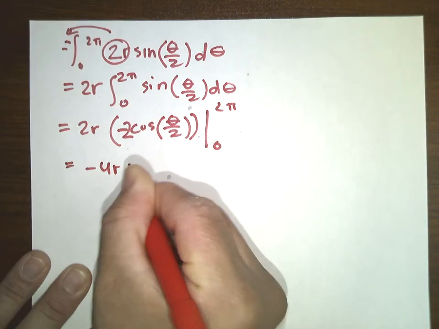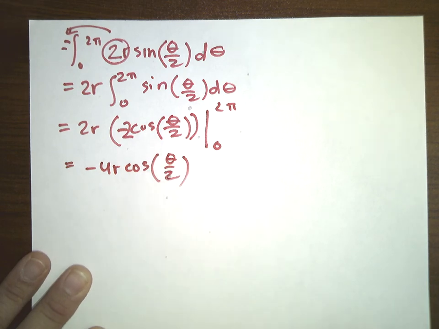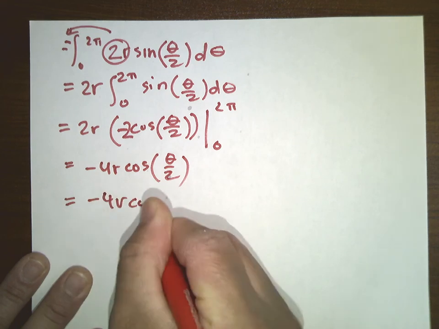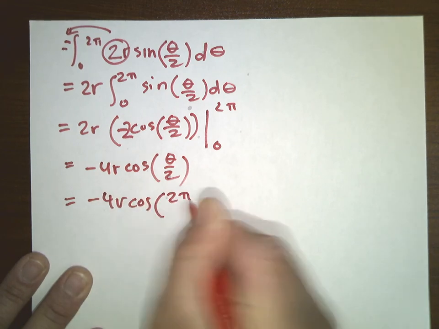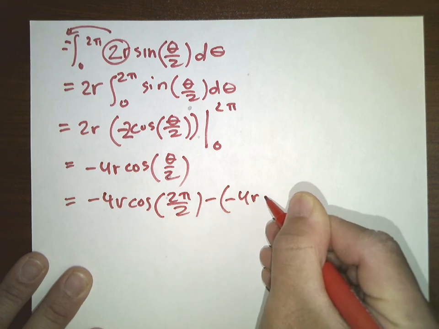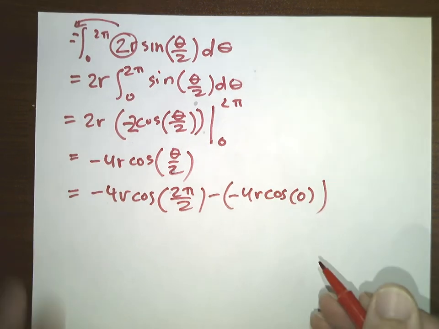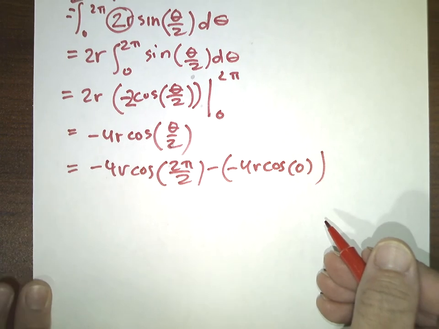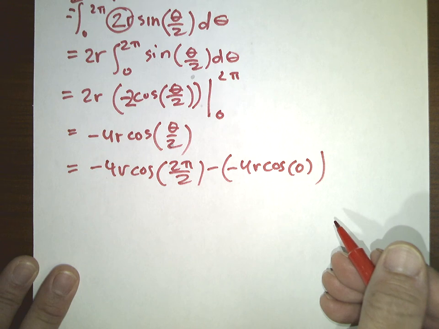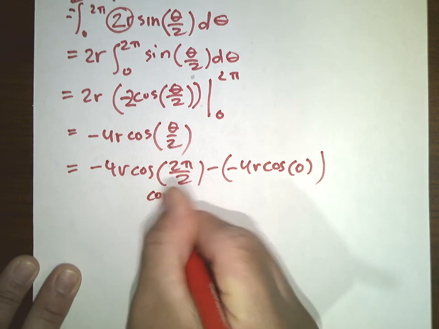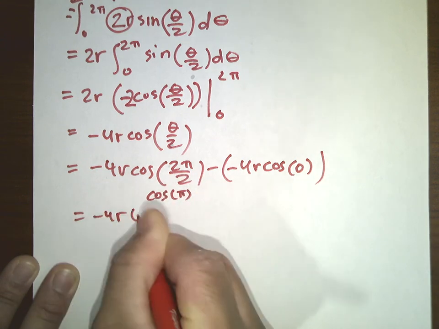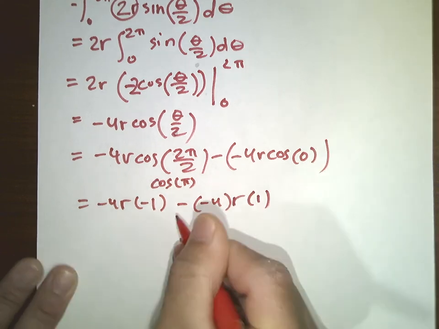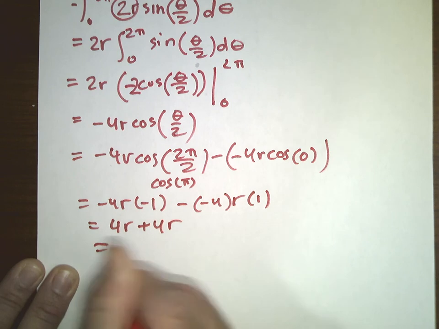It's negative 4r cosine of theta over 2. And then if I evaluate this from 0 to 2 pi, I have negative 4r and then cosine of 2 pi over 2, minus a negative 4r and cosine of 0. And then what do you have here? Well, cosine of 2 pi over 2, or cosine of pi, is negative 1. So I have negative 4r times negative 1 minus a negative 4 times r times cosine of 0, which is 1. So we have 4r plus 4r, that's 8r.